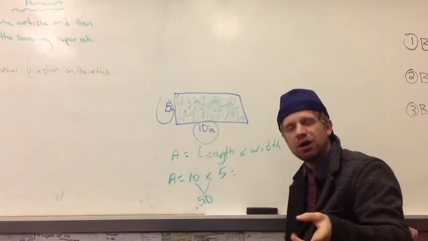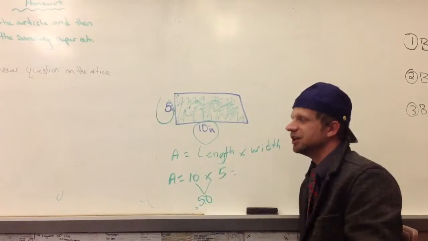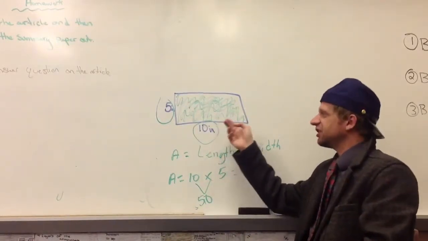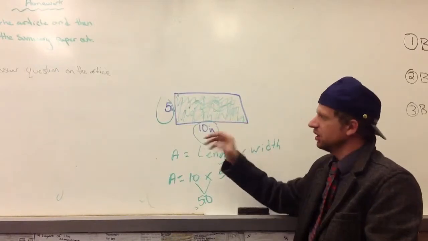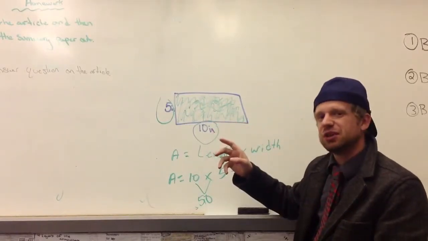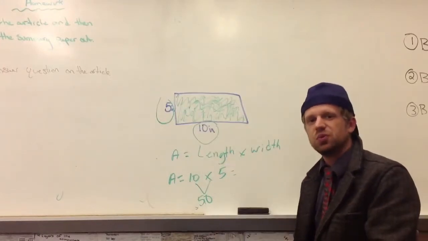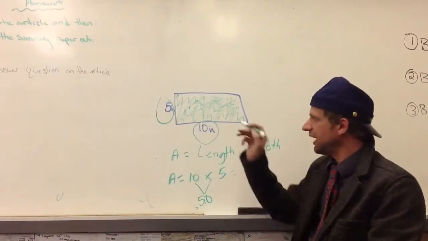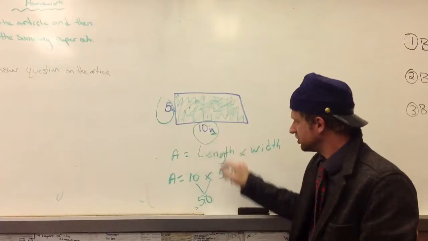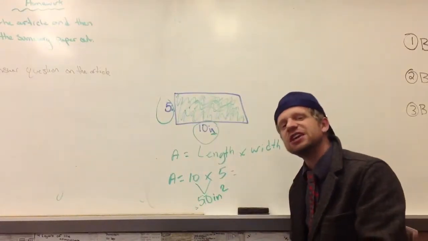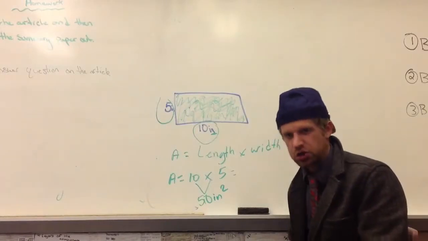Whoa, whoa, whoa. I messed up on something there. I can't just say it's 50 because it depends what we're measuring in. If I was using centimeters, it might not be 50 because 10 inches wouldn't be 10 centimeters. So we have to put the measurement, which is inches, and then we square it. So it's 50 inches squared.